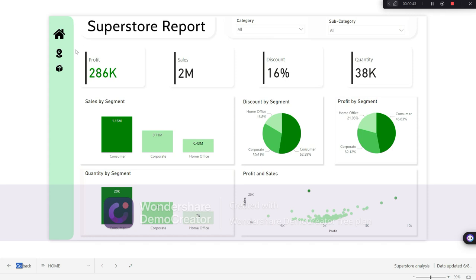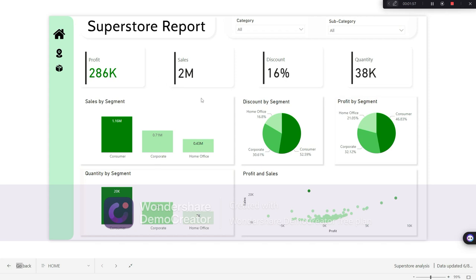Here are some KPIs. The first KPI shows profit, the second KPI shows sales, the third KPI shows average discount, and the fourth KPI shows total quantity. Now further, in chart 1, we can see total sales by different segments. In consumer we have 1.16 million sales. In corporate we have 0.71 million sales, and in home office segment we have 0.43 million.